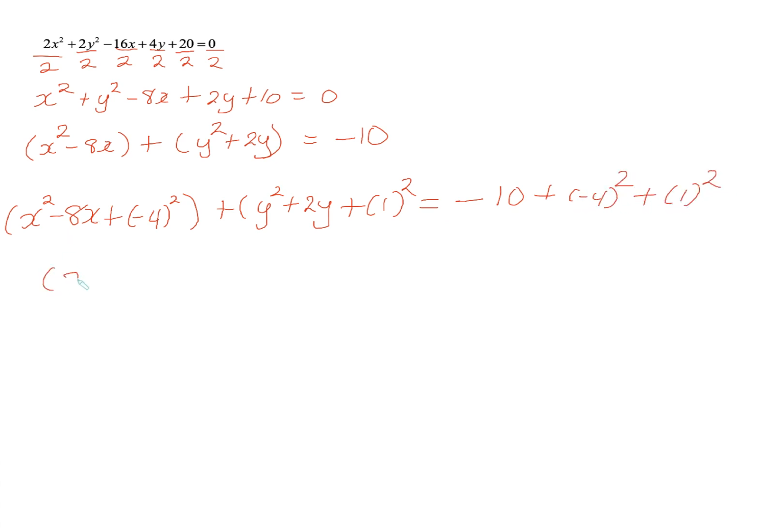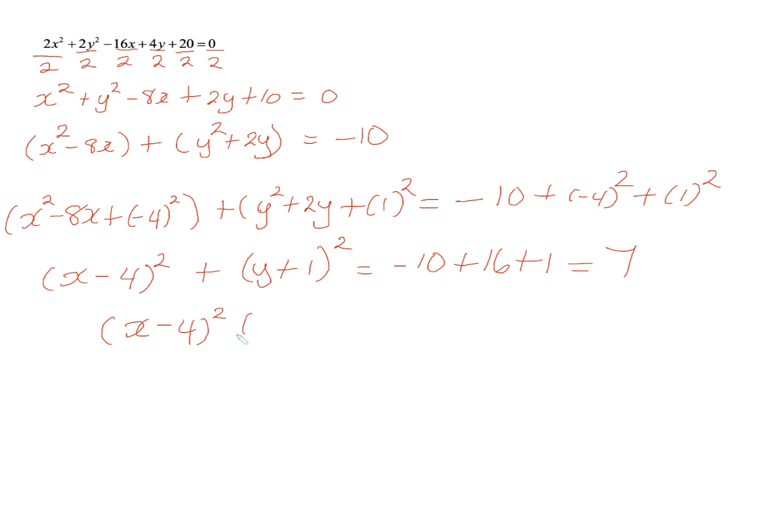When I factor this, this will be x minus 4 all squared plus, again, remember, take a y, take one of these, so this will be a plus 1, and then square everything. And let's do our math. Negative 10 plus 16 plus 1. So this will be 6 plus 1 is 7. So our standard equation is x minus 4 all squared plus y plus 1 all squared equals 7. Our center, again, remember, negative 4, positive 4, positive 1, negative 1. There's my center.